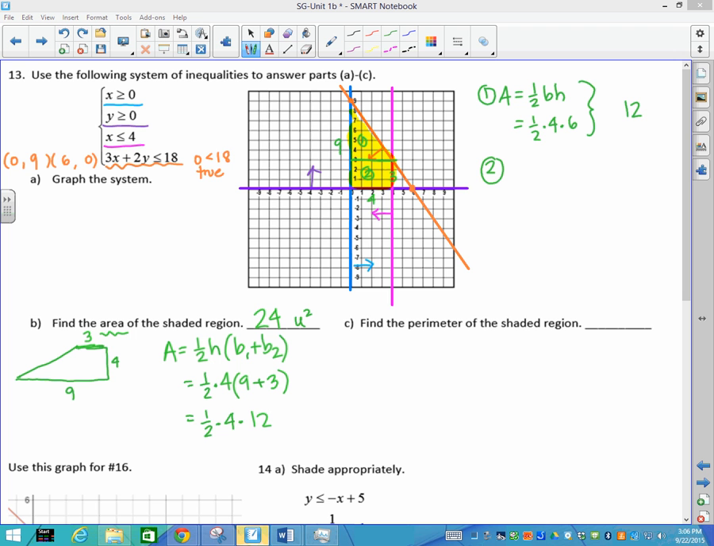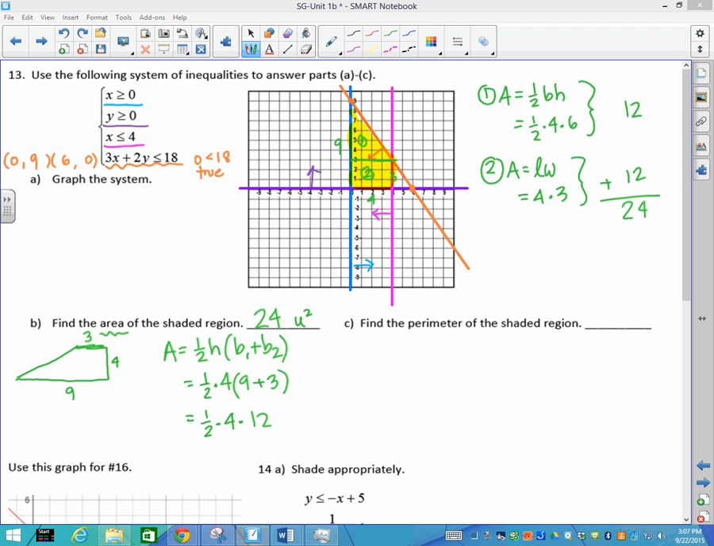And then the second one is the area of a rectangle, which is length times width. And that, of course, is 4 times 3. That one gives you an area of 12. And therefore, you would add those together and get 24. So you'll get the same answer. Doesn't matter which way you do it.